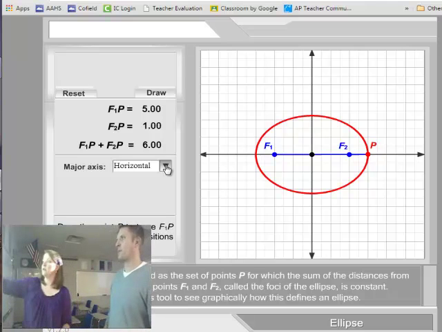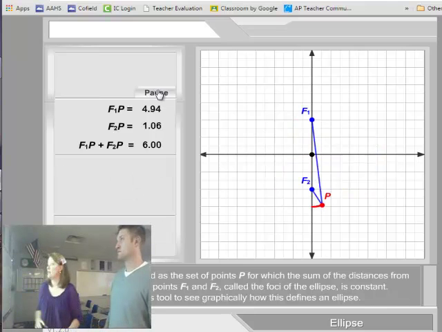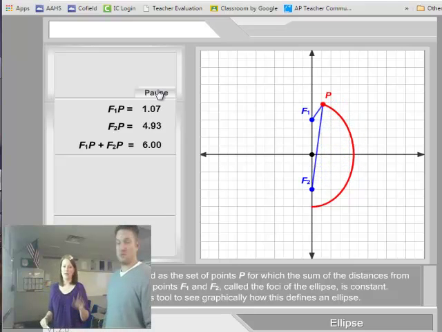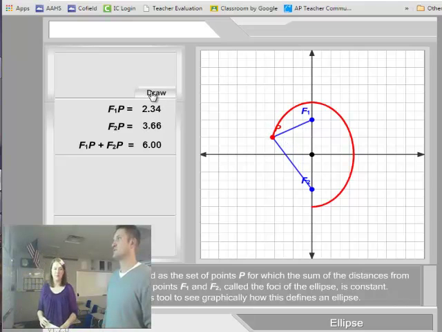The other thing we can do is look at this in a vertical direction. If we draw it in the vertical direction, it's the same definition, really. I have no idea why one went clockwise and one went counter, but that has nothing to do with it. The same definition applies: no matter where P is, the distance from P to F1 plus the distance from P to F2 is constant.